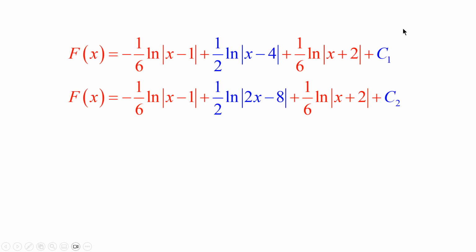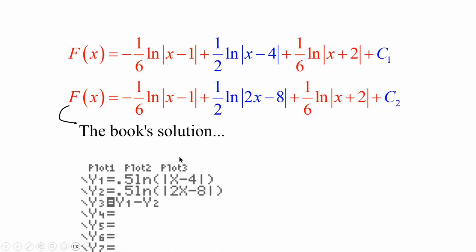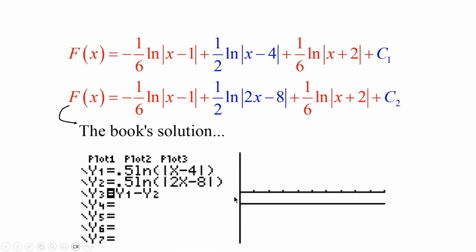So let me show you what I did, and check this out. I put these both in as y sub 1 and then y sub 2. And then I graphed y sub 1 minus y sub 2. And see that horizontal line? That is y sub 1 minus y sub 2 right there. It's the constant c. It's the only difference between those two answers.